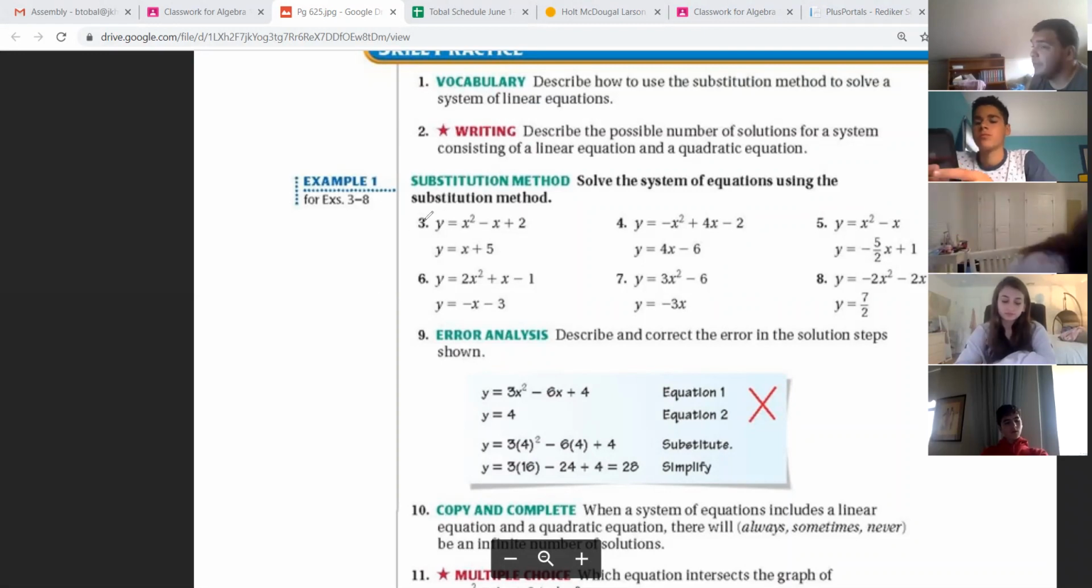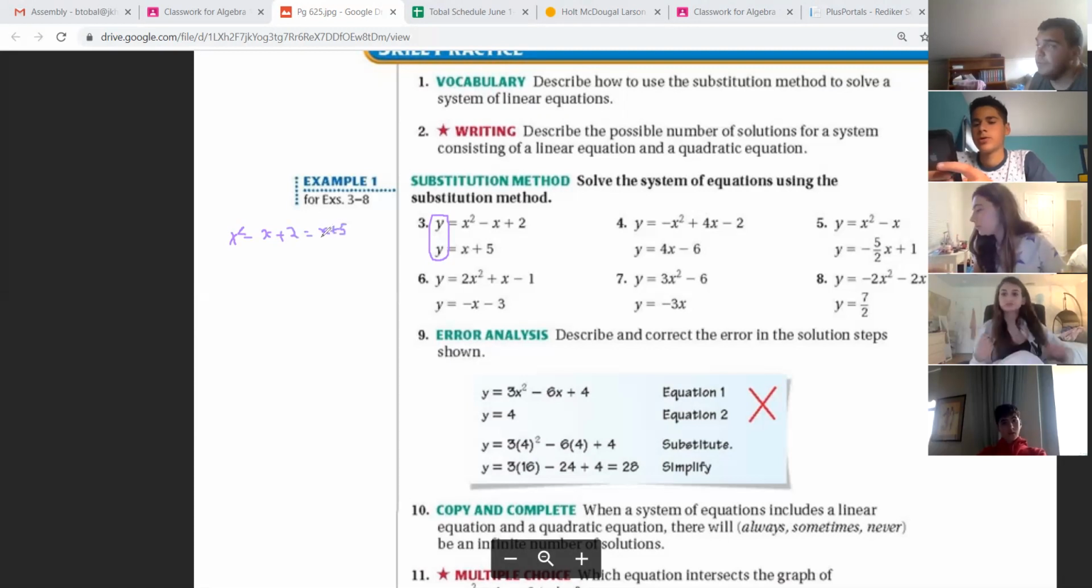So I'm going to start with number 3. Both of these equations equal y. If they equal the same thing, then they must equal each other. So that means I can write this as x squared minus x plus 2 equals x plus 5. So we can set it up like that, because they both equal y, you can set them equal to each other.